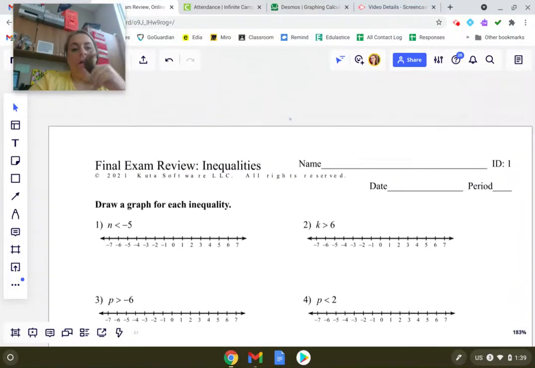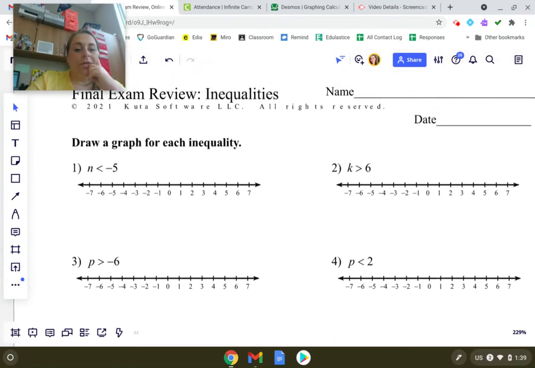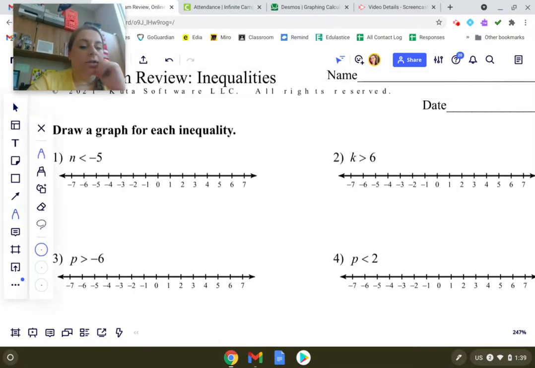Today's review is all about inequalities. So we're going to remember how to graph inequalities, write inequalities, and solve inequalities. So let's go right into it. For the first section, it's asking us to graph the inequality. Let's refresh our memory on some of the things that we'll need to know to do that.